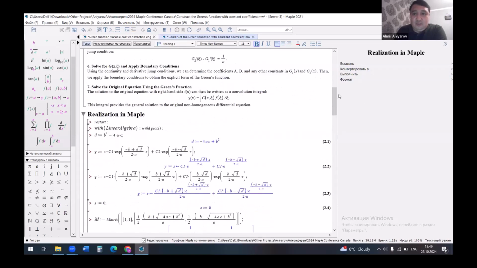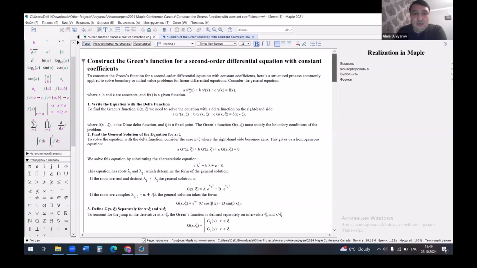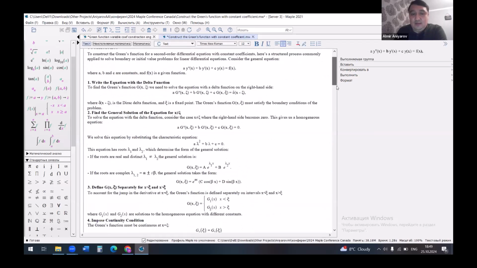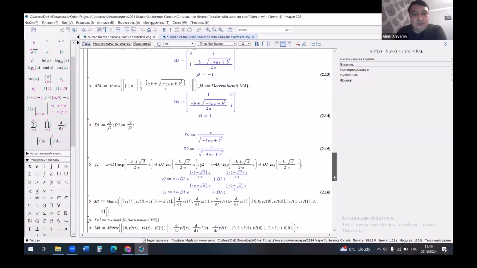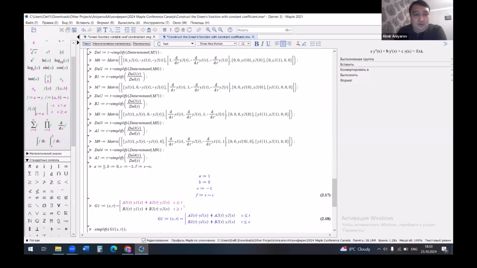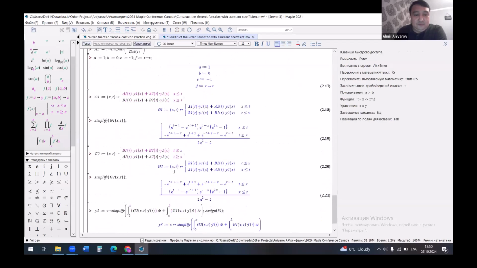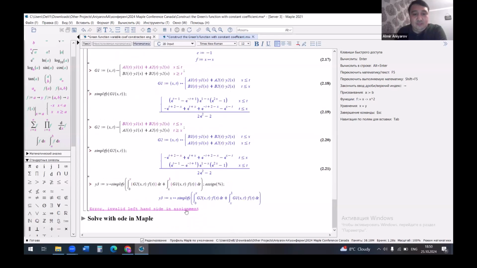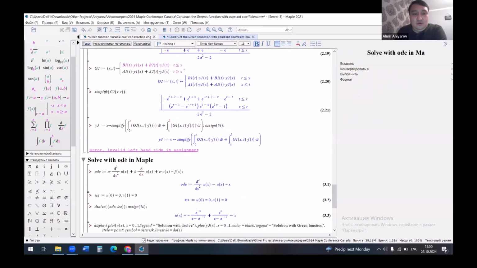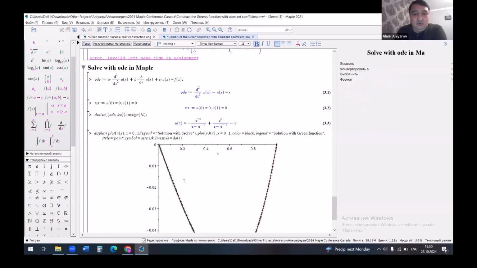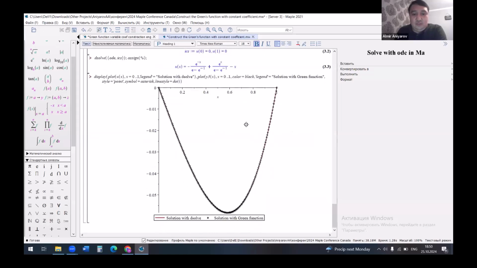And for the realization in Maple, we do it automatically. We give the coefficients A, B, C, and maybe any F. We take the solution for the constant coefficient case and compare it with the ODE solution in Maple. We see the solution is the same. Yes, this is for the constant coefficient Green function.